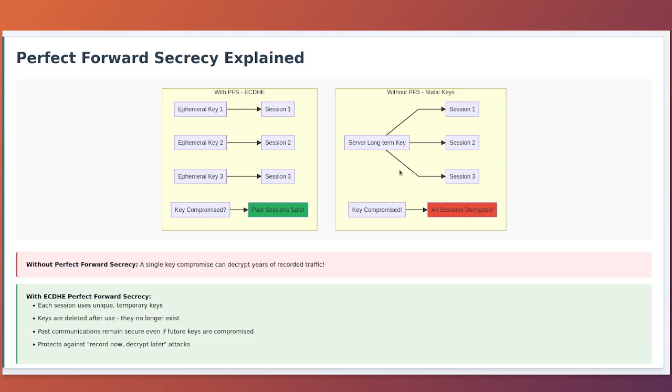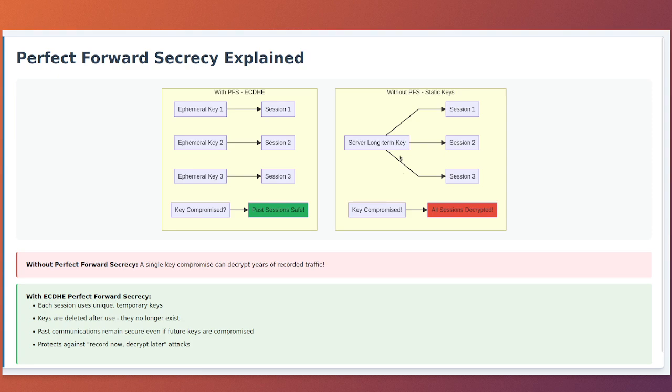Here's a scenario to illustrate why it matters. Imagine a government agency or criminal organization is recording all encrypted internet traffic, hoping to decrypt it later. With traditional RSA key exchange, if they ever obtain the server's private key, through hacking, legal compulsion, or insider threats, they can decrypt all past recorded traffic. Years of communications suddenly become readable.